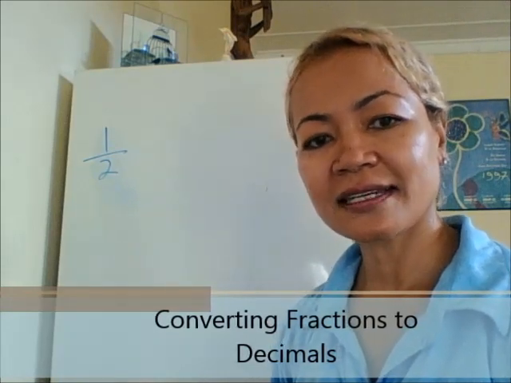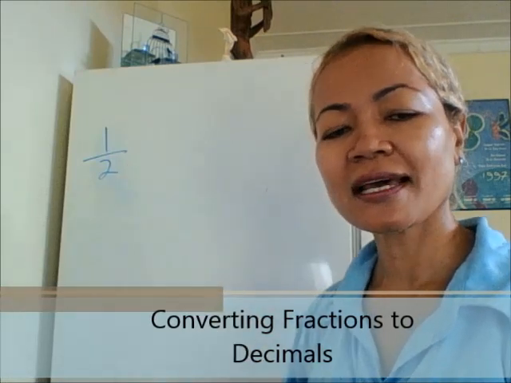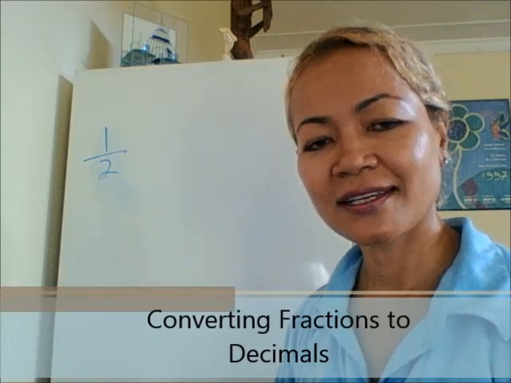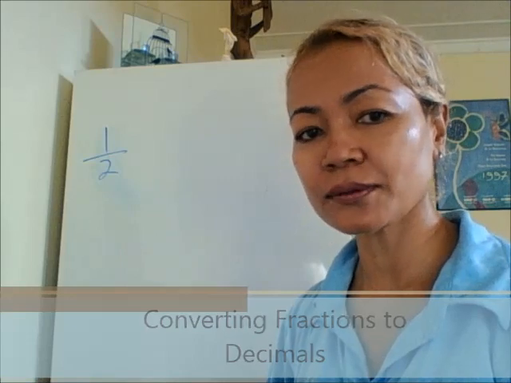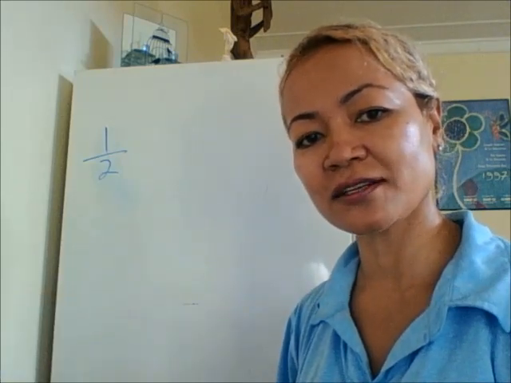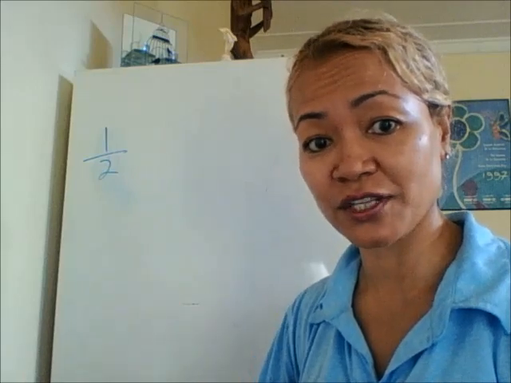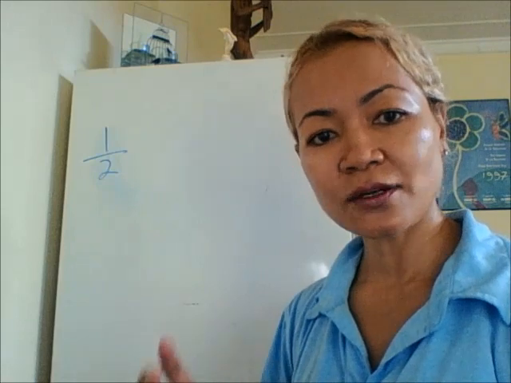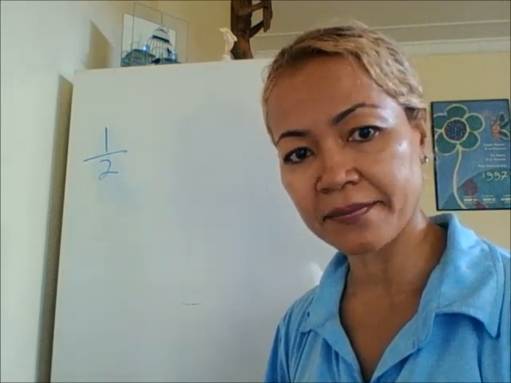If you're converting a fraction, like half, into a decimal, then the first thing you have to do is find an equivalent fraction. An equivalent fraction is a fraction with exactly the same value, except you're changing the numerator and the denominator. You can't just change one. If you change the numerator, you have to change the denominator in order that the value of the fraction remains the same.